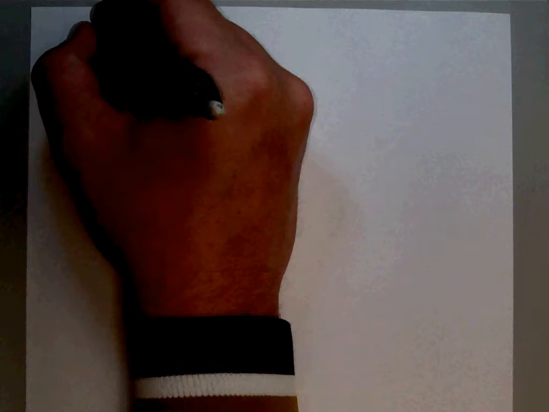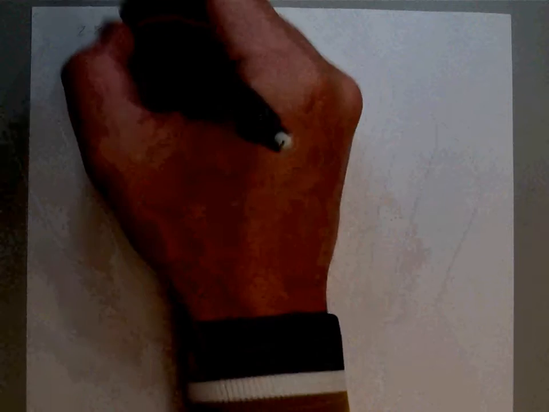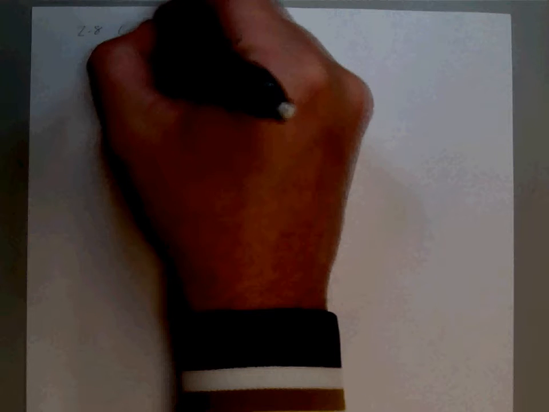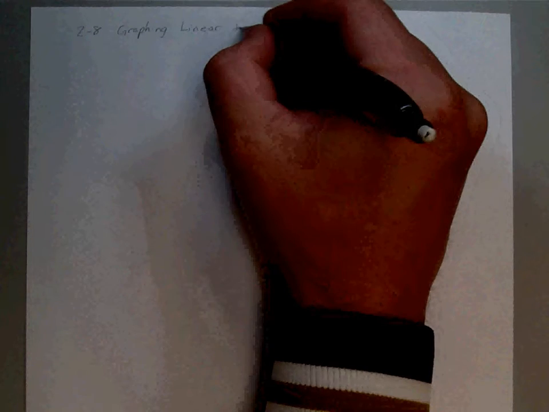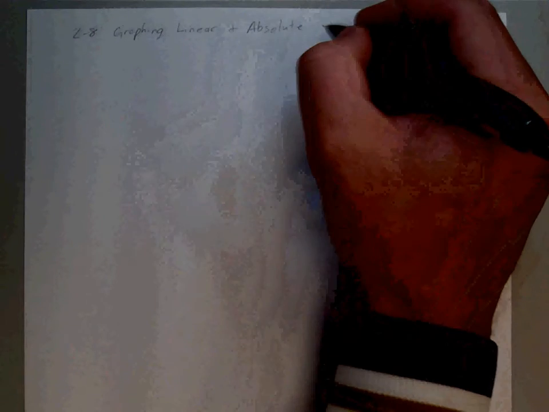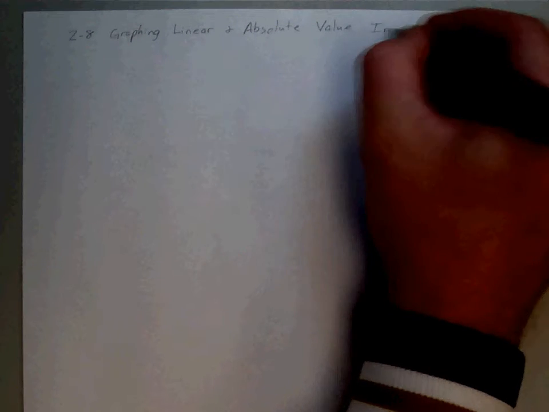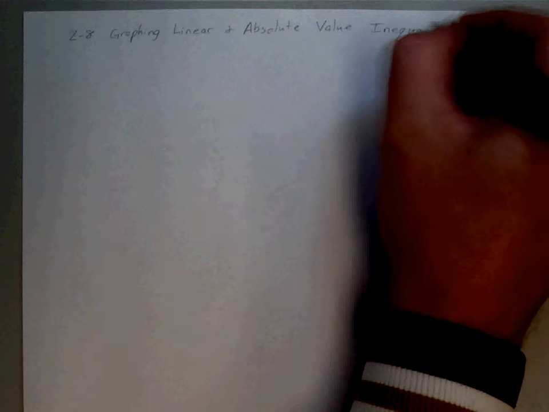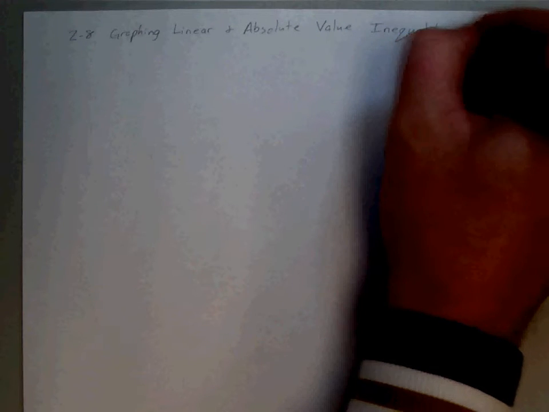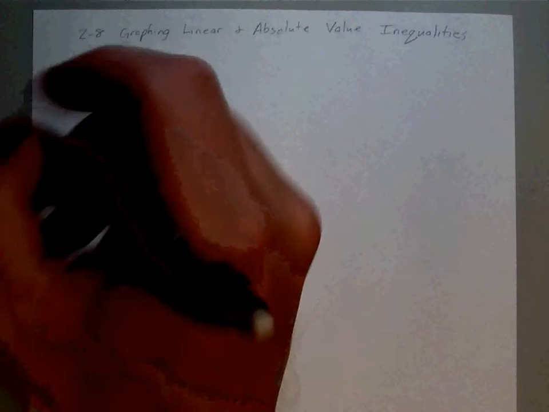All right, section 2.8 is titled Graphing Linear and Absolute Value Inequalities. So we'll be using inequality signs instead of equal signs. So we're just going to jump right into some examples.